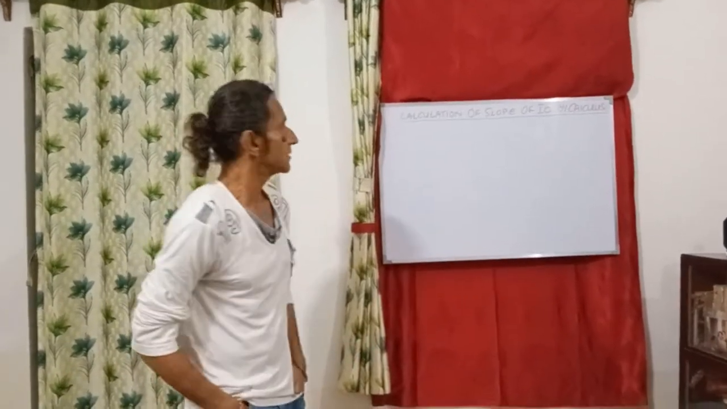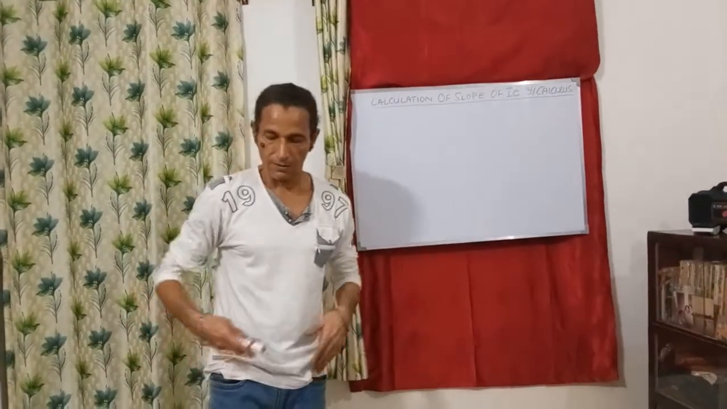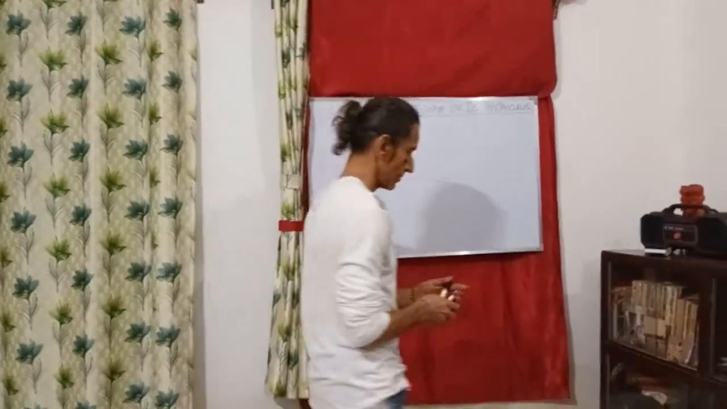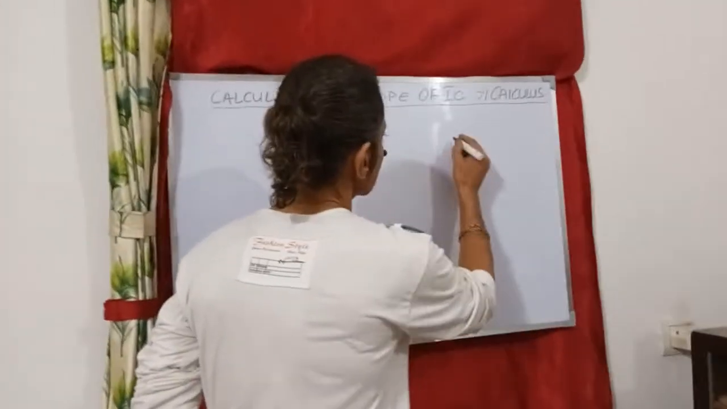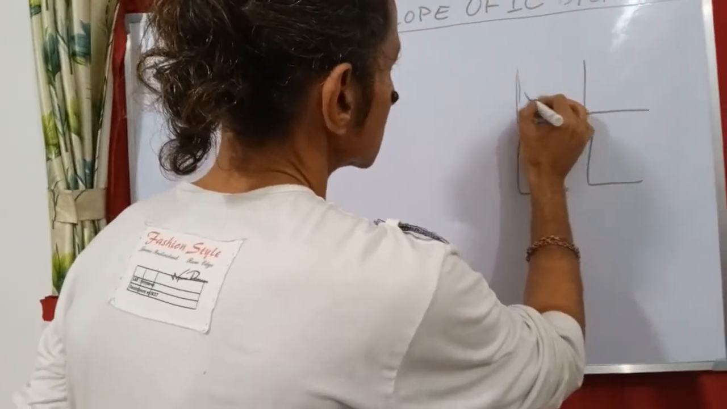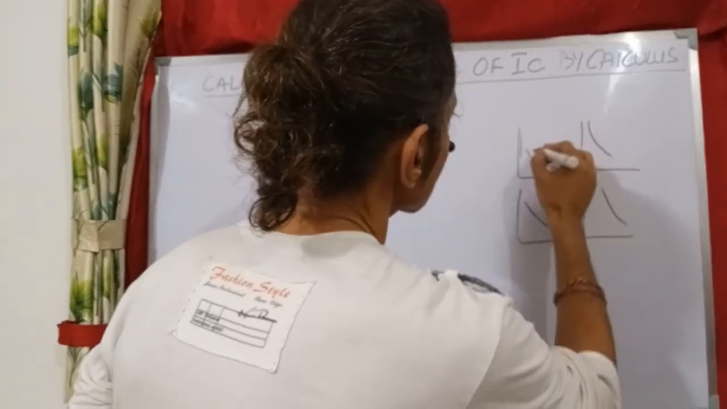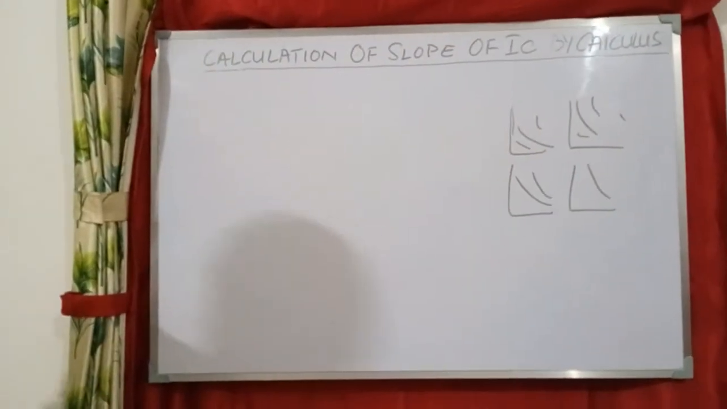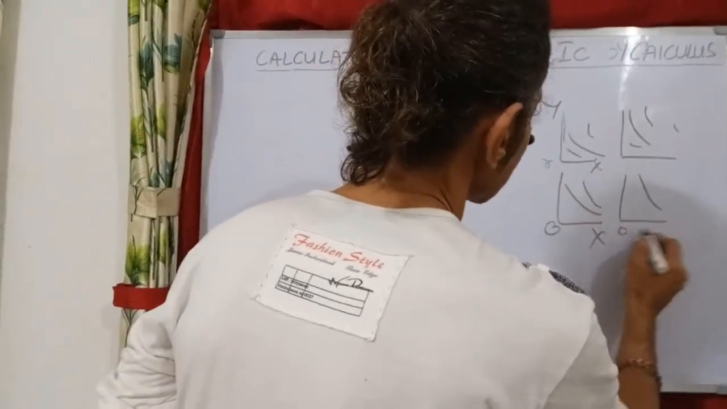Today's topic is calculation of slope of indifference curve by using calculus. The slope of an indifference curve is determined by the utility function. You see, there can be different slopes of indifference curves. Now the slope is determined by the utility function of the consumer.